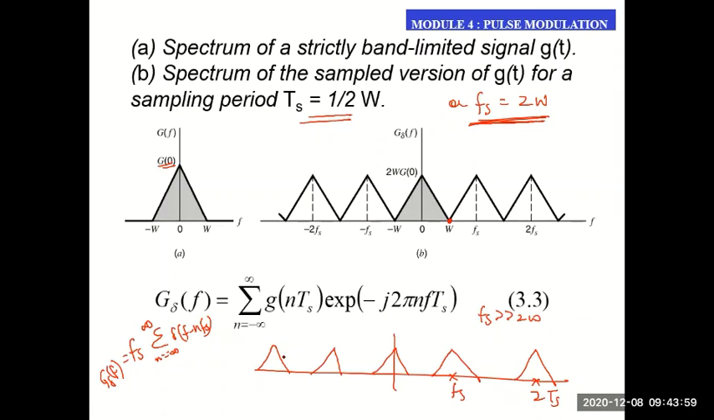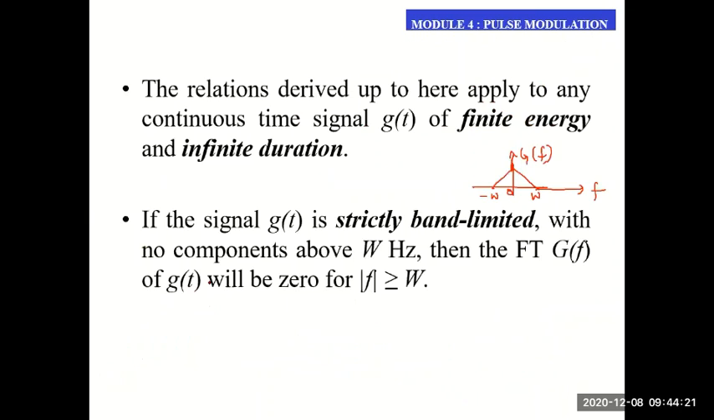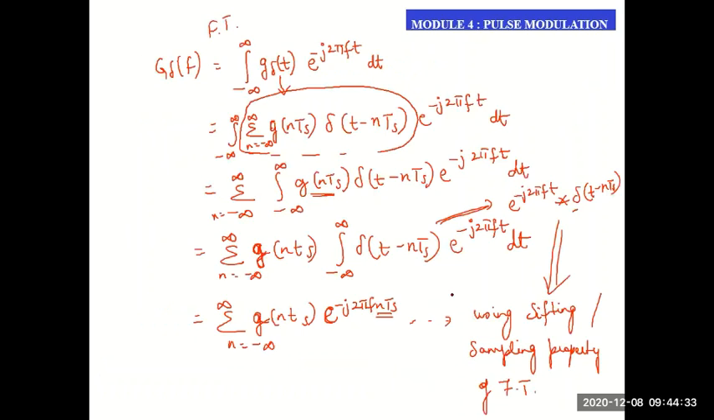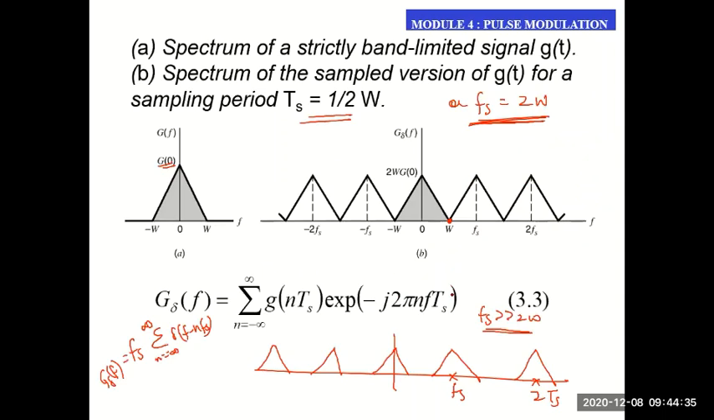So for this spectrum, if I choose the sampling frequency to be much greater than 2W, you have a clear separation in the spectra. But if you choose it as exactly 2W, you see the spectra will be touching each other. And we already wrote this expression for G delta of F. We have it here. G delta of F is written as G of nTs into e to the power of minus j2 pi n f Ts. What we derived just now, the same thing we have written here.